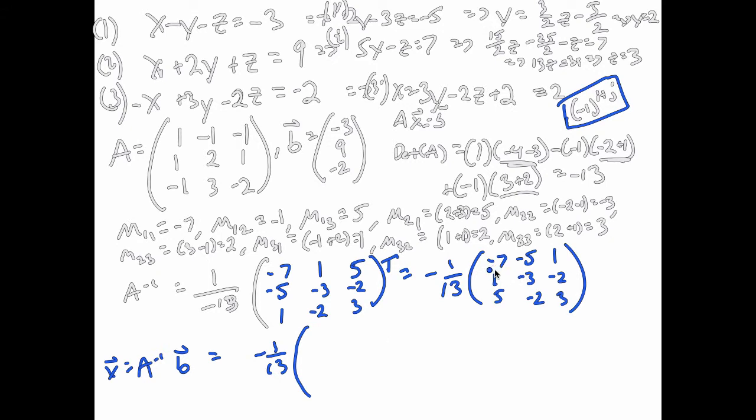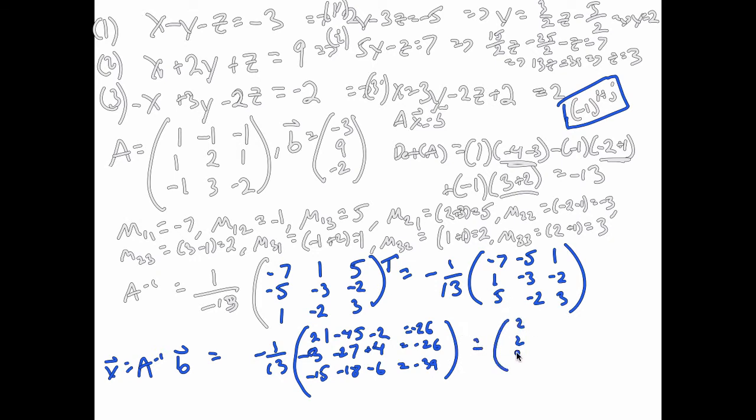So the first one is the first row dotted with B. That's 21 minus 45 minus 2. That would be negative 26. The second one is the second row dotted with B. That's negative 3 minus 27 plus 4, which is also negative 26. And the next one is the third row dotted with B, which is negative 15 minus 18 minus 6, is minus 39. Divide through, and you get our answer from before, 2, 2, and 3.